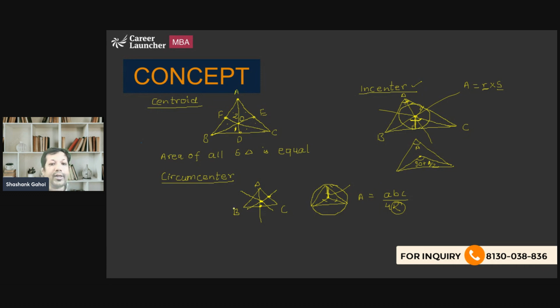Now, what is the property of it? If I say this is the circumcenter, I join this, and let's say this angle is A, then the opposite angle is going to be twice that angle. In incenter, it is 90 plus half of that angle, and in circumcenter, it is twice that particular angle. So there are two important properties. It is formed by perpendicular bisectors. Second, the area formula is ABC upon 4R. Second, it creates an angle of twice the original angle.